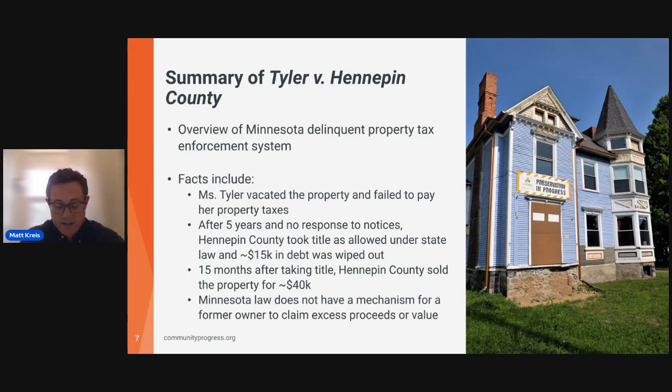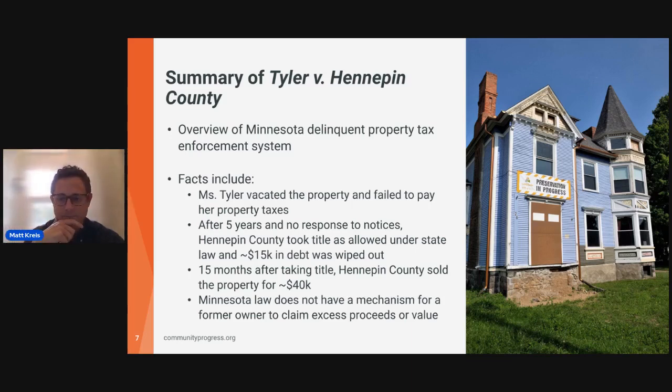And Ms. Tyler then sued the county saying, hey, I should get the difference between what was owed and the amount you sold it for after taking title to the property. And that's where the lawsuit came. So the Supreme Court took up the case after the Eighth Circuit affirmed and upheld Minnesota's system of doing so. And again, I'm speaking very, very freely here.